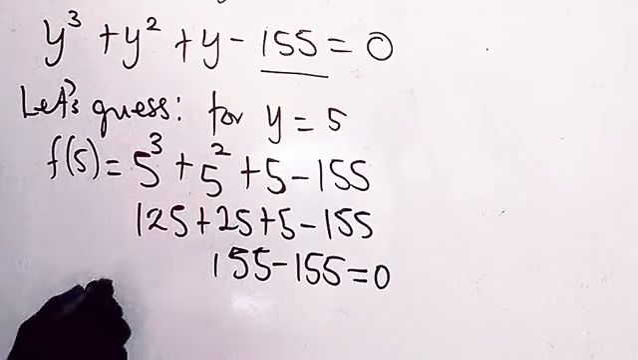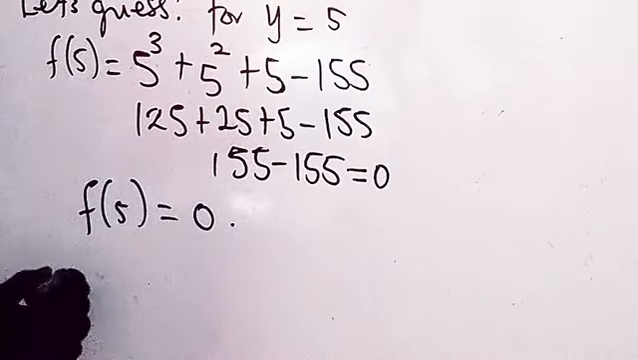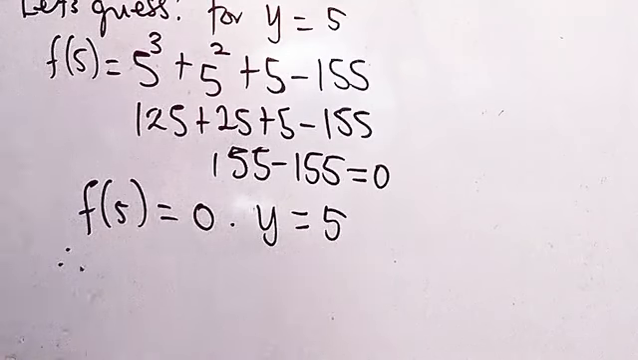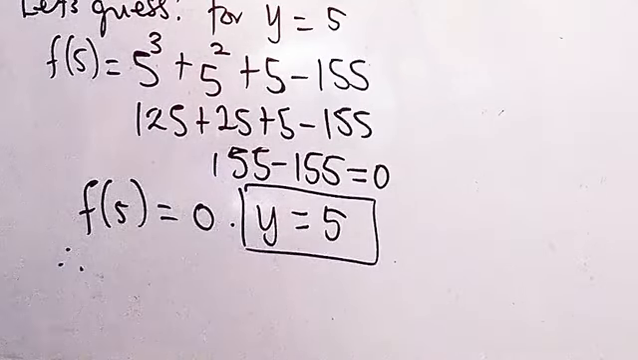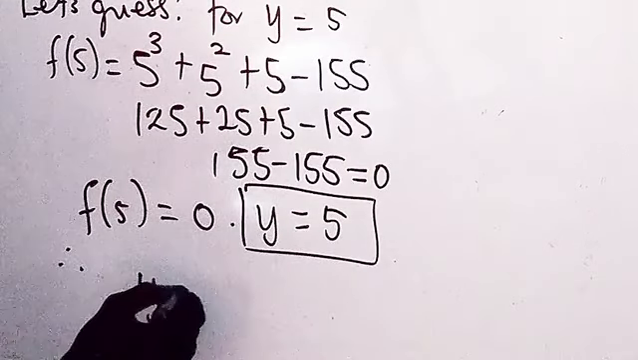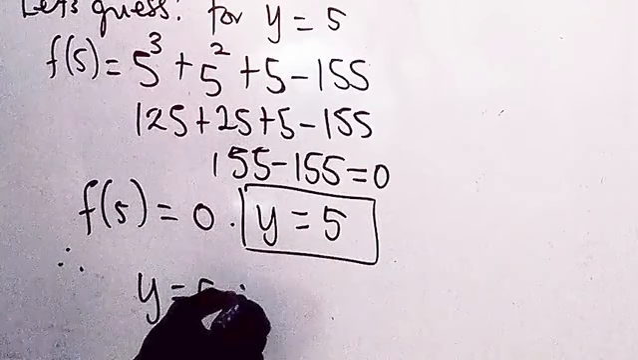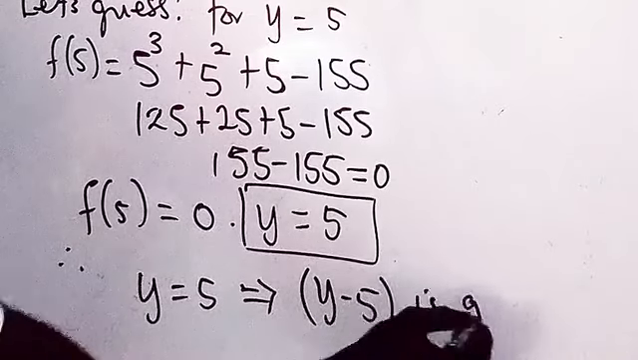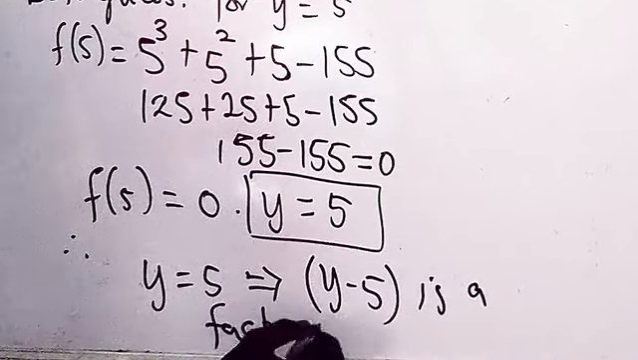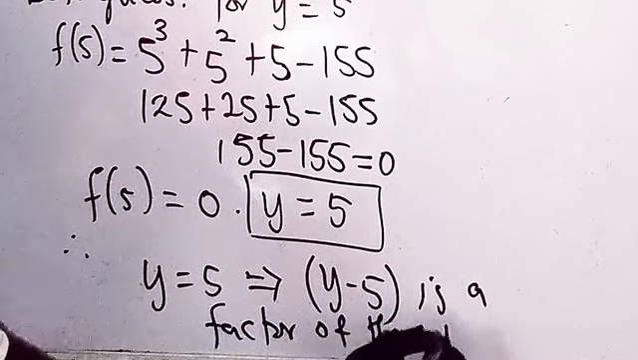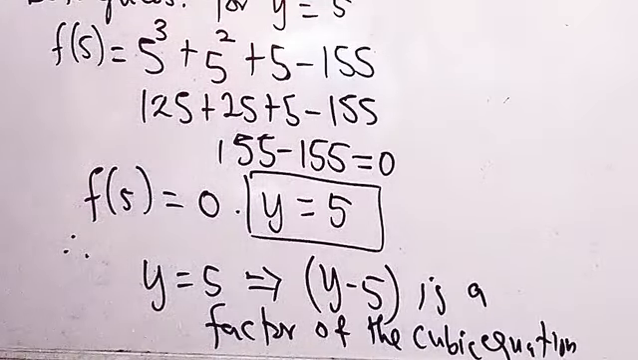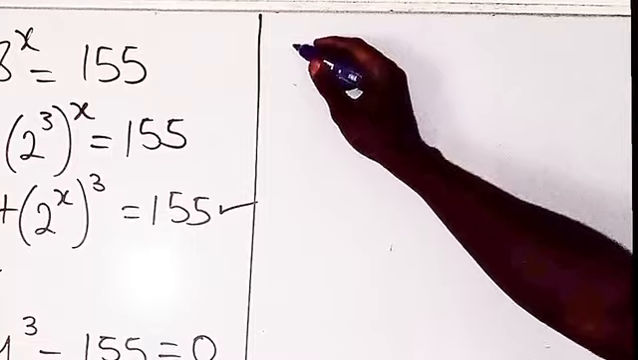So for the fact that f of 5 equals 0, this shows that y equals 5, which is one of the solutions, right? So we should keep it like that. But for y to be equal to 5, this implies that y minus 5 is a factor. It's a factor of what? Of the cubic equation. Y minus 5 is a factor of the cubic equation.